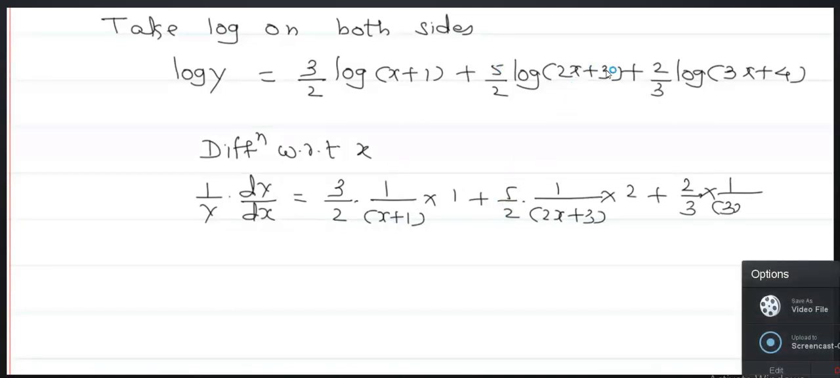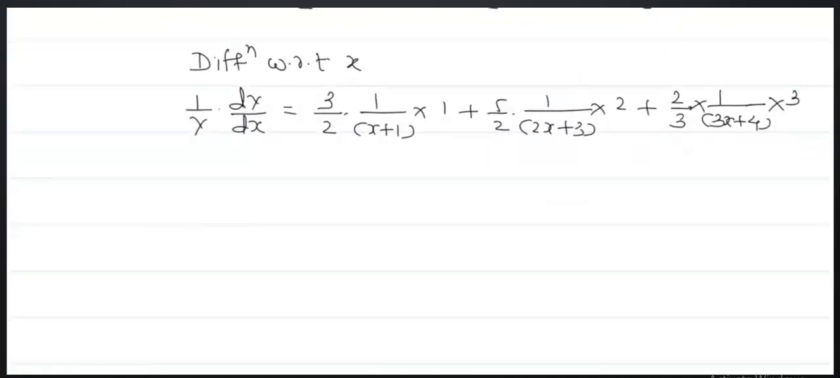Derivative of log of (2x plus 3) is 1 upon 2x plus 3 into d/dx of 2x plus 3. And derivative of 2x plus 3 is: derivative of 2x is 2, derivative of 3 is 0. Next is 2 upon 3 into 1 upon 3x plus 4 into derivative of 3x plus 4, which is 3.